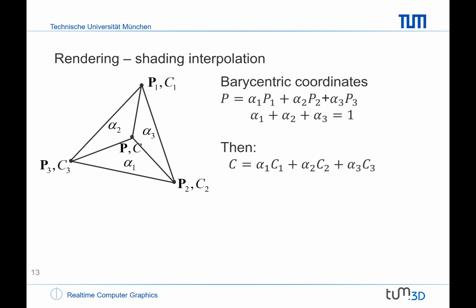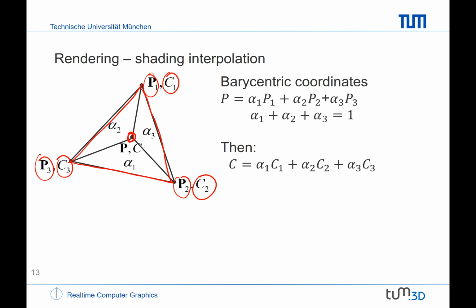Let us assume again we have a triangle here. This triangle is made of 3 vertices, P1, P2 and P3. Again, these are vertices in 3D space. And to each of the vertices we have assigned a color, C1, C2 and C3. Now let us pick an arbitrary point P which is in that triangle. And the question now is, if we have that point P, what is the color at that point?